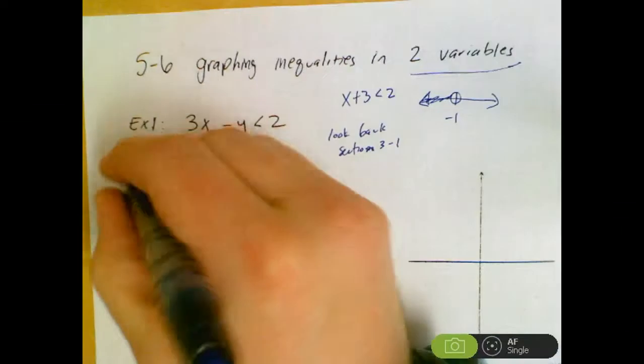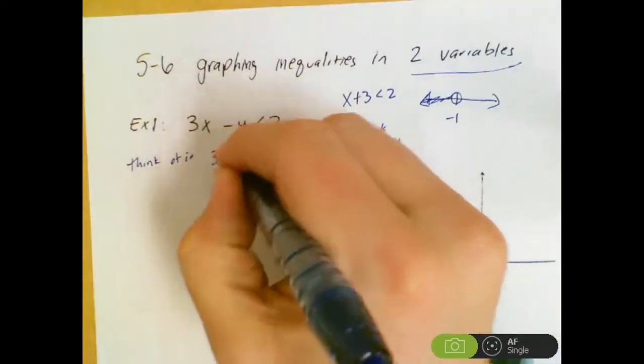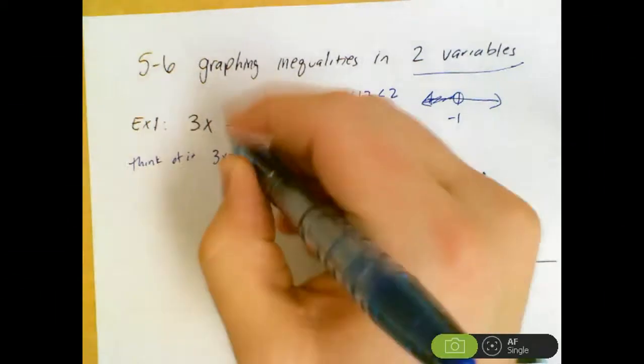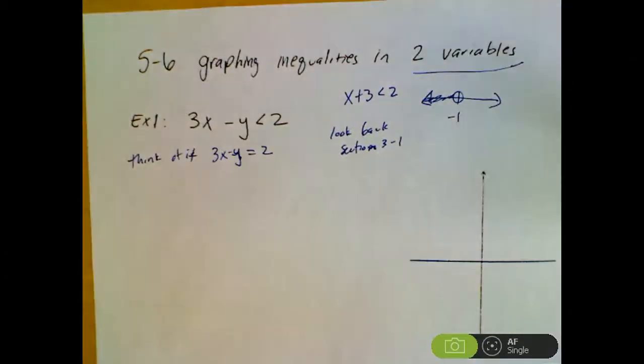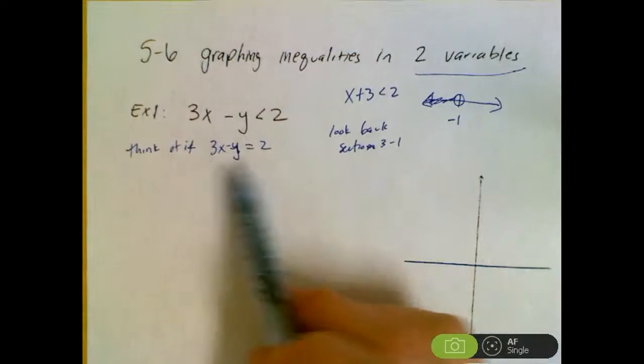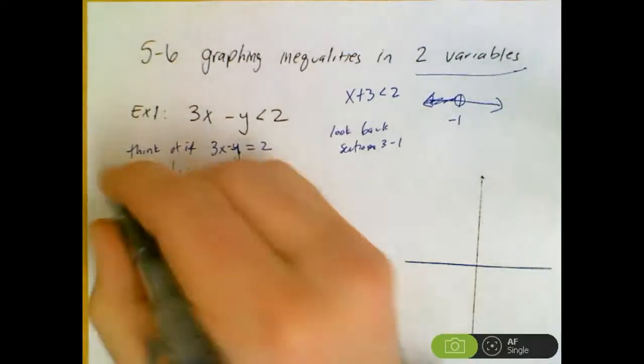So think of it as 3x minus y equals 2. Think of it like this. Well, how do we solve this equation? We have to find ordered pairs, so you can make a table. That's option 1.